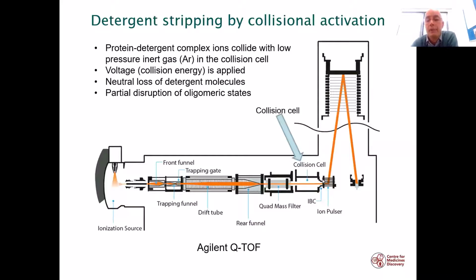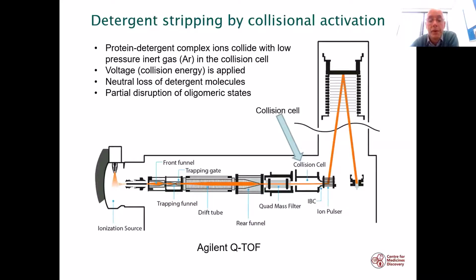You have a collision cell in your mass spectrometer. If it's a quadrupole, it will have a collision cell. In that collision cell, you'll have a collision gas. It can be nitrogen or it can be argon. And you apply an accelerating voltage. And when you accelerate your protein through the collision cell, it collides with these gas molecules. Collisional activation means that the detergent that is associated with your protein is stripped away. And as you do this, your protein peaks will appear in the spectrum.